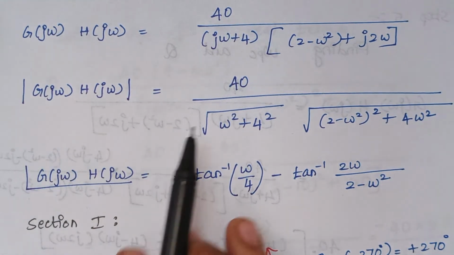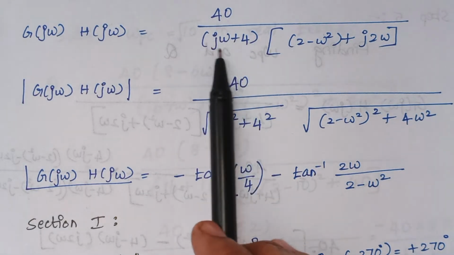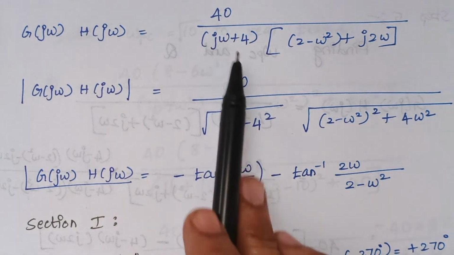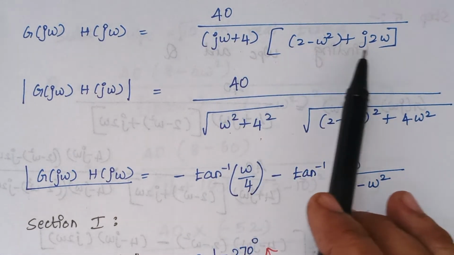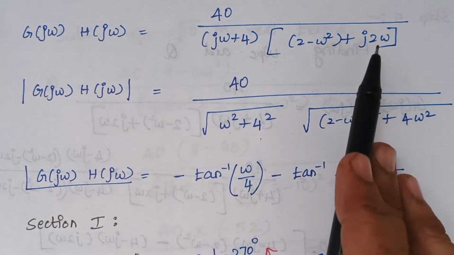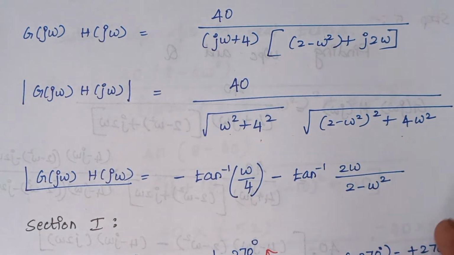So how to write the expression for magnitude? You have to take the square root and you have to square the elements inside. Okay, both should be done. So the square root of omega square plus 4 square. And here again, the square root of 2 minus omega square whole square plus 2 omega whole square, which is nothing but 4 omega square, right?